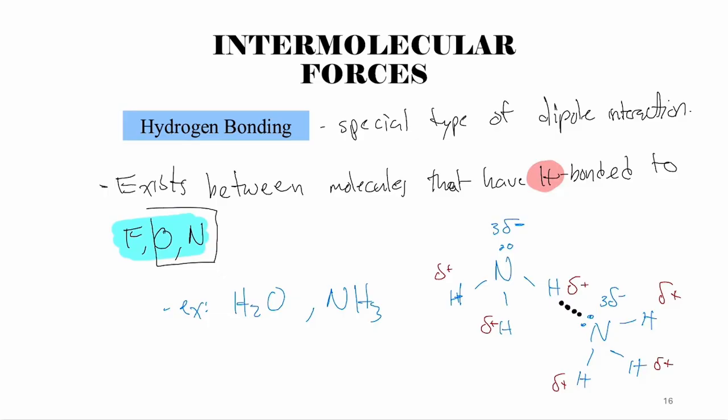We get a hydrogen bond between this hydrogen here and this nitrogen. We call this a hydrogen bond that exists between them. It's a special type of intermolecular force just because this is so partially negative and this is so partially positive, right? So that's why you get this special interaction here.